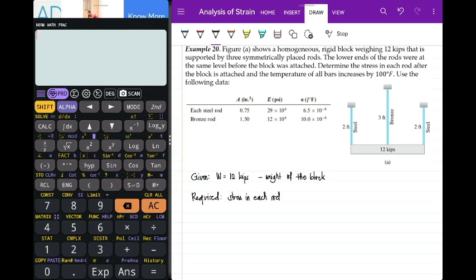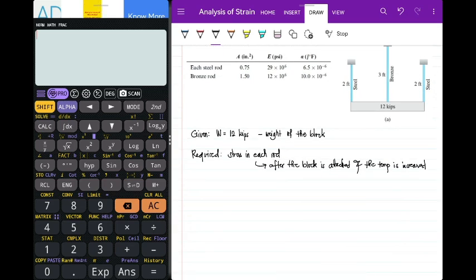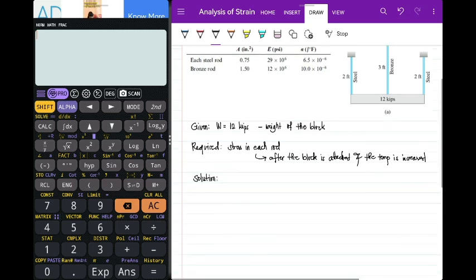So we are to solve for the stresses after both the block is attached and the temperature is increased by 100 degrees Celsius. So first we write our given, which is 12 kips for the weight of the block, and then the temperature change, which is 100 degrees Fahrenheit. We then write what is required, which is the stress in each rod.